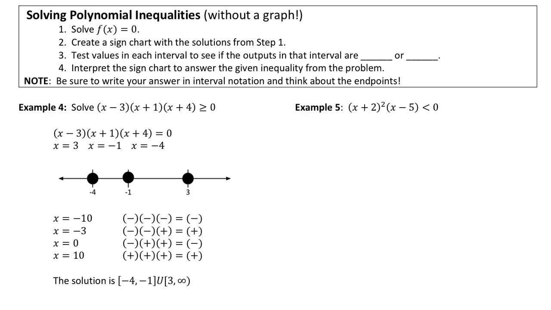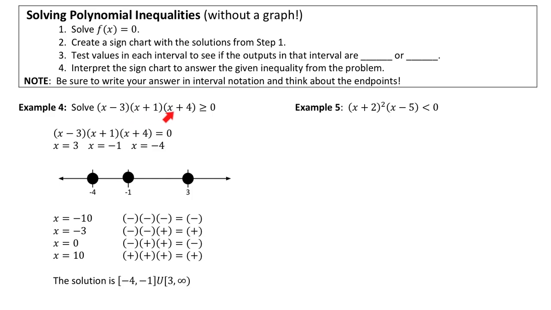We're gonna get the solutions here, or the zeros, and we're gonna set them up on a number line and create a sign chart with the solutions. Meaning, I'm gonna pick a number in the first interval, in the second interval, in the third interval, and in the fourth interval, and I'm gonna pretend to plug it in. I just care about the sign, I don't care about the number. And I'm gonna plug in that number and interpret the sign chart to be able to answer the given inequality. Here's what I mean by that.